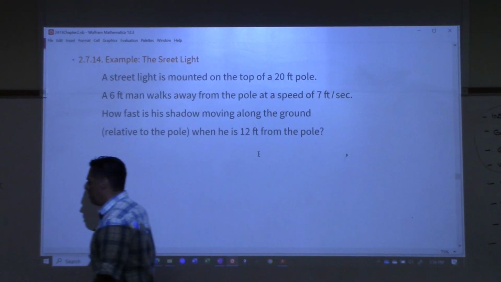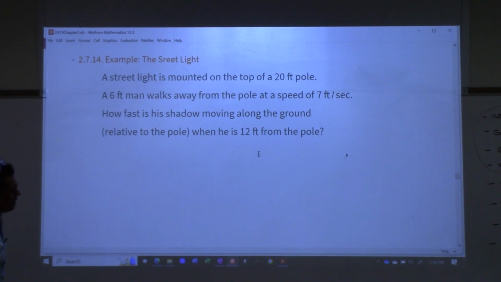Let's see how far you can get in 15 minutes. Sound good? Help each other out. If you'd like, you're welcome to use the boards. If anyone wants to draw pictures on the boards and use those, feel free.